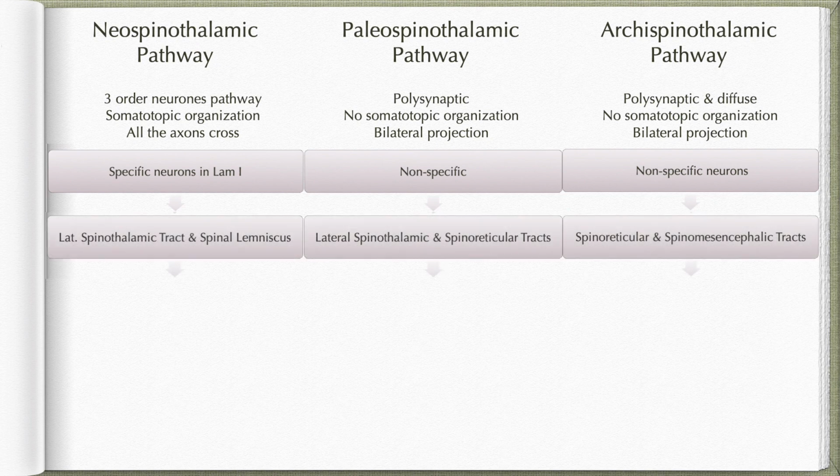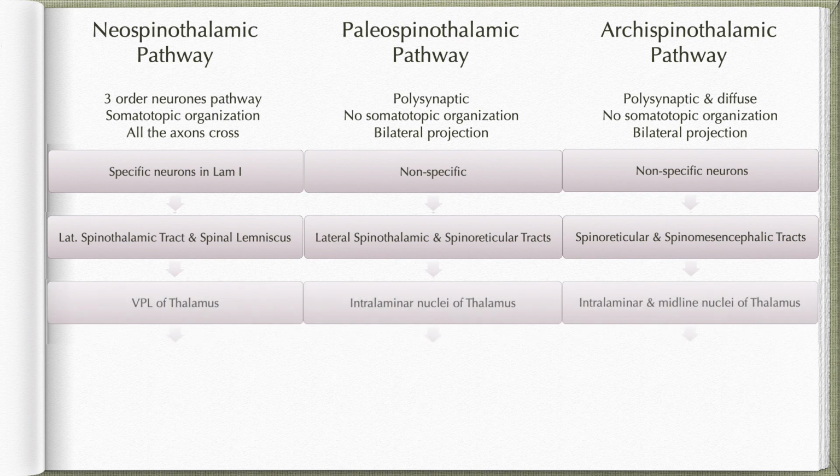The neospinothalamic pathway fibers travel in the lateral spinothalamic tract in the spinal cord and then in the spinal lemniscus in the brainstem. Paleospinothalamic pathway fibers travel in the lateral spinothalamic tract or in the spino-reticular tracts. Archispinothalamic pathways will travel in the spino-reticular or spino-mesencephalic tract to reach either the reticular formation in the brainstem or the periaqueductal gray in the midbrain.